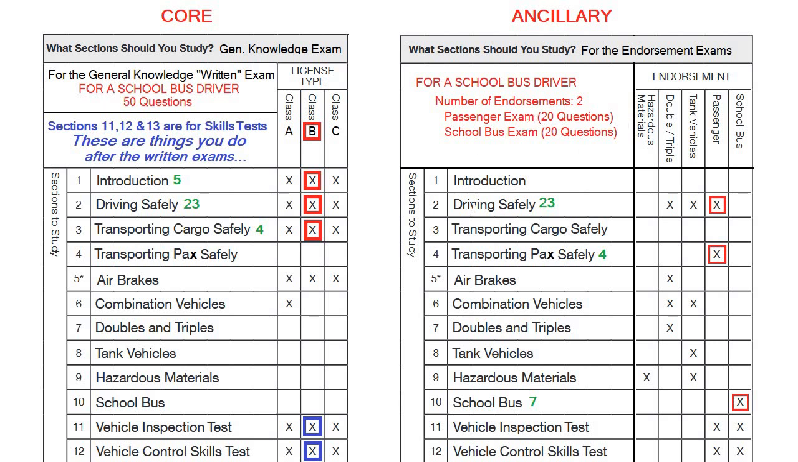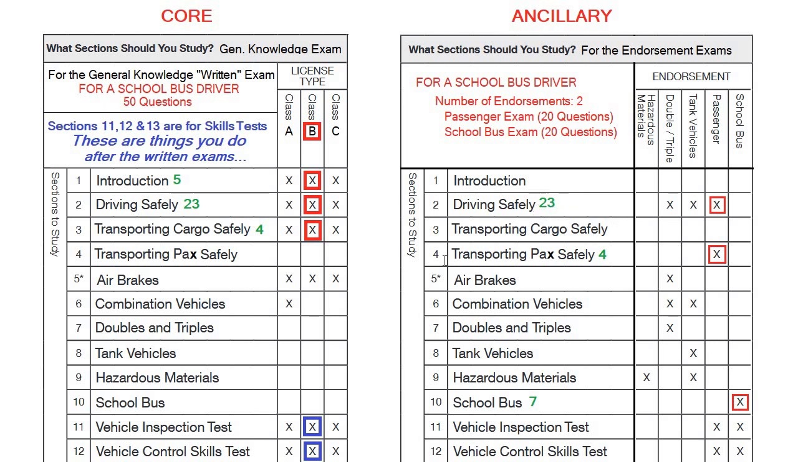That's 20 questions. It says right here. Again, there's 23 subsections. So you're actually studying that for 2. You're studying section 2 for 2 tests, for your passenger and for your general knowledge. So it's very important that you really study this section well.